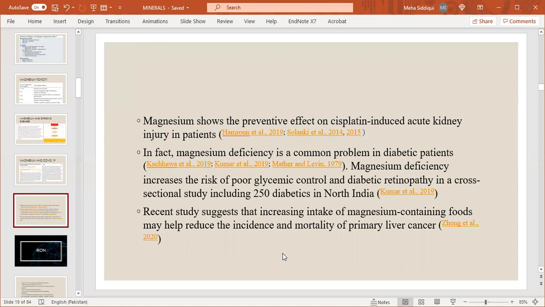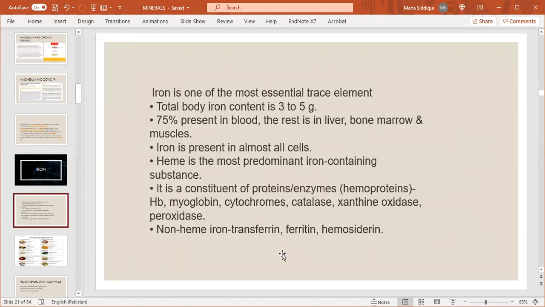Now coming to the other mineral, that is iron. Iron is one of the most essential trace elements. The total body iron content is 3 to 5 gram. 75% is present in blood.